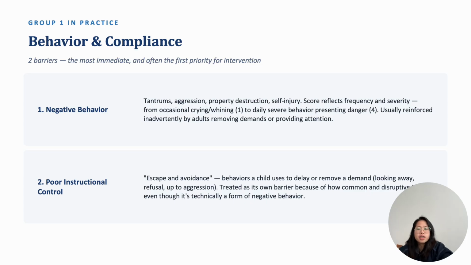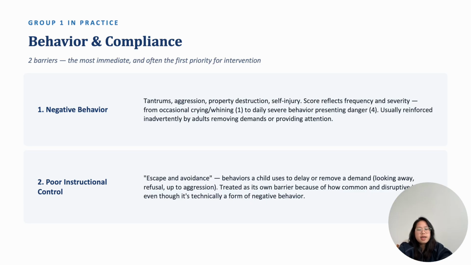Group 1 covers behavior and compliance, the barriers most likely to need immediate attention because they can block everything else. Negative behavior covers tantrums, aggression, property destruction, and self-injury. The scores reflect frequency and severity, from occasional crying or whining at a 1 up to daily severe behavior that presents a danger to the child or others at a 4. These behaviors are usually, even if inadvertently, reinforced by adults, whether that's removing a demand, delivering attention, or handing over a desired item to end a scene.